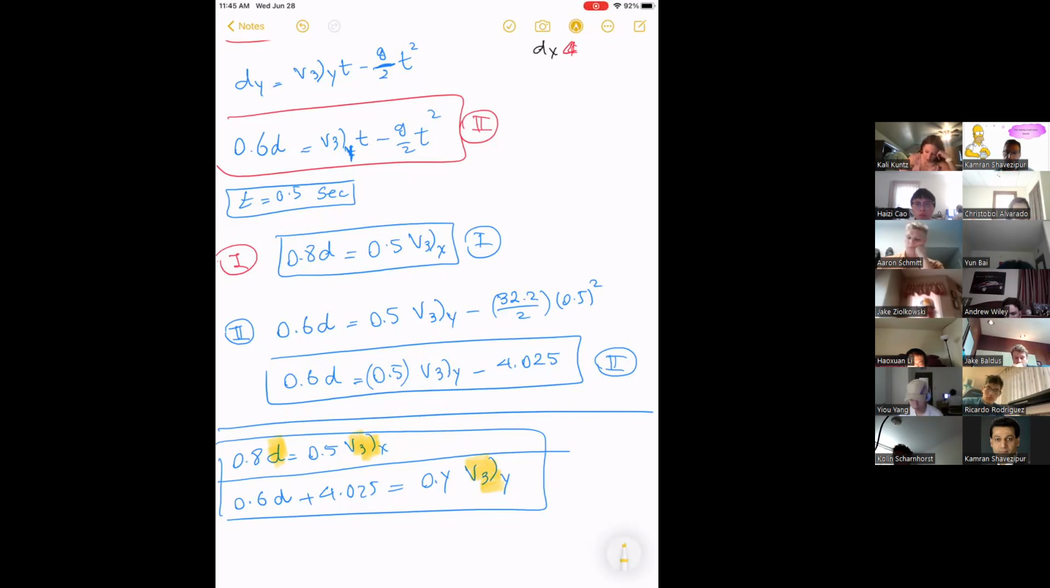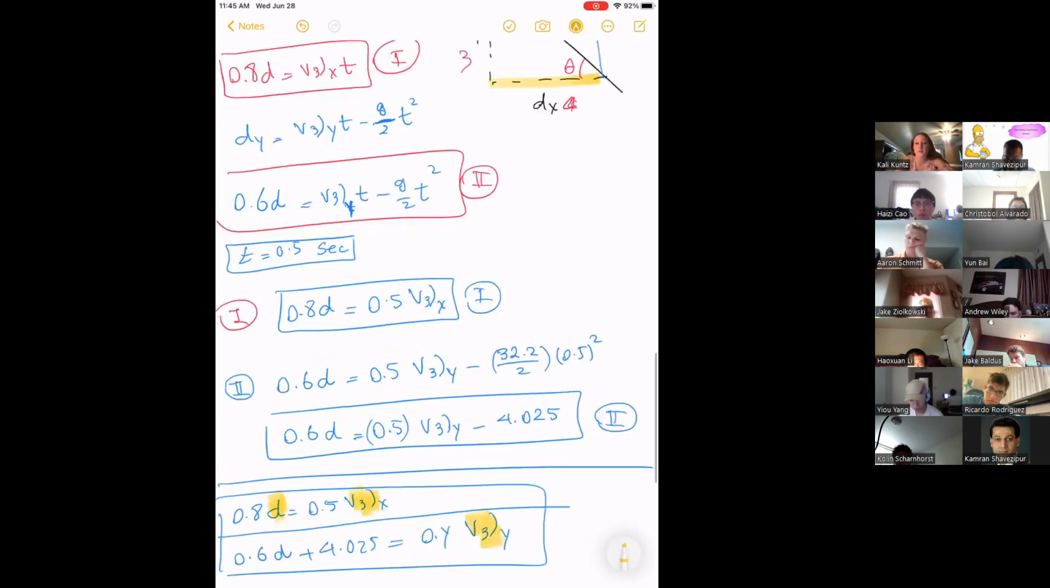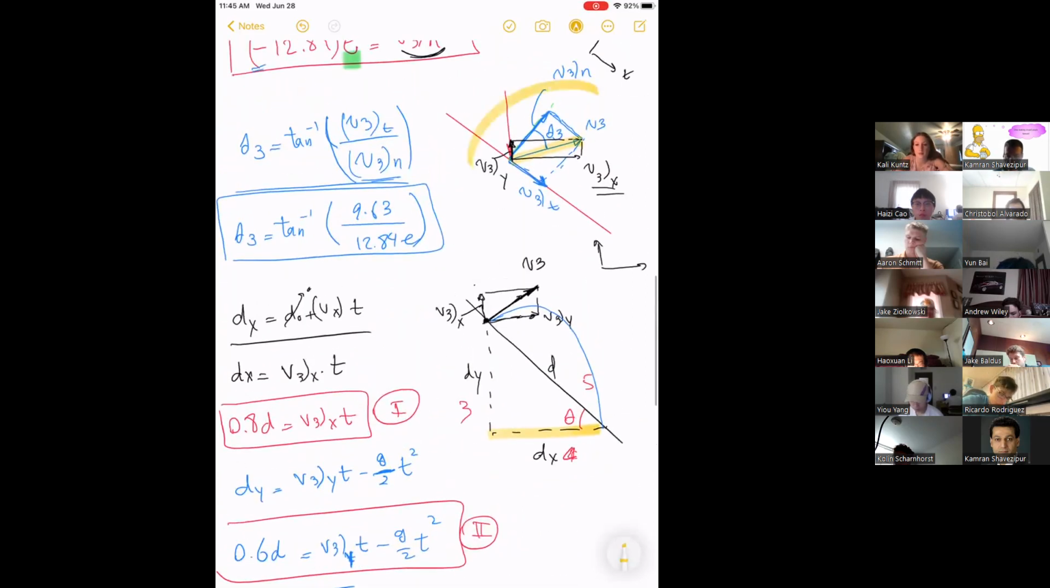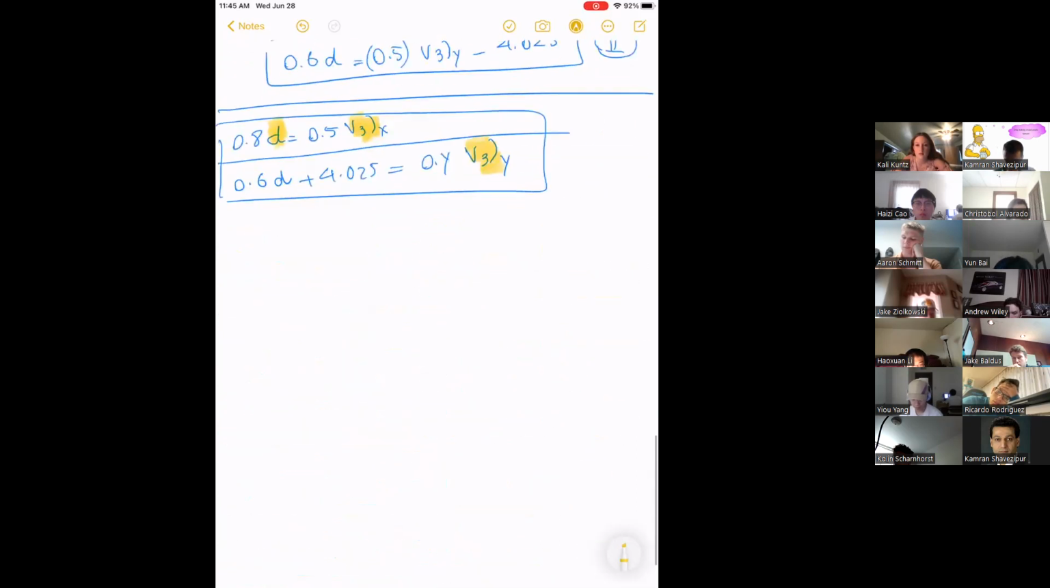Do you guys follow? Okay. Now, let's go back to V3, to the geometry of V3. See how I can get X and Y component in terms of T and N? Okay? I'm going to redraw that vector or the vector components here.